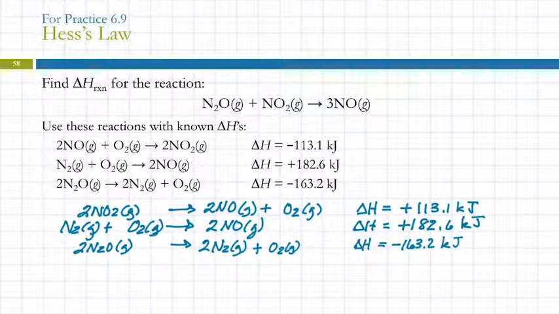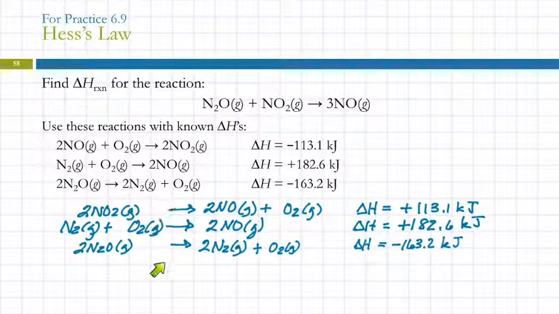Yeah. So when you say you're trying to get everything on the same side, what do you mean by that? Because I see in the first one you moved the oxygen gas to the right side of the arrow, and then changed the sign because you did that. Right. What was the purpose of moving over the oxygen gas?